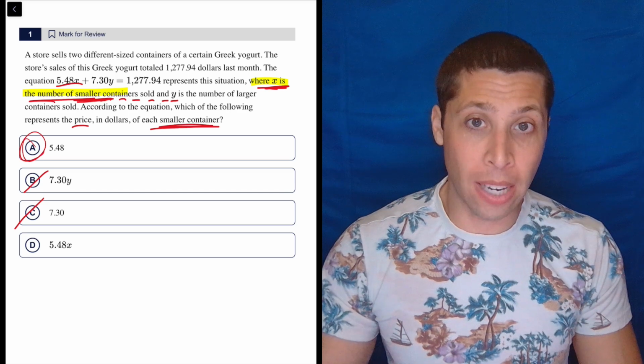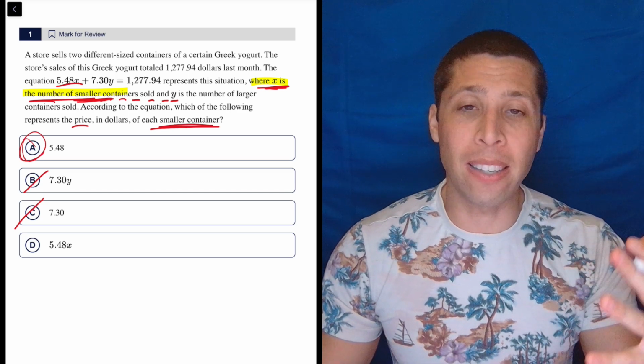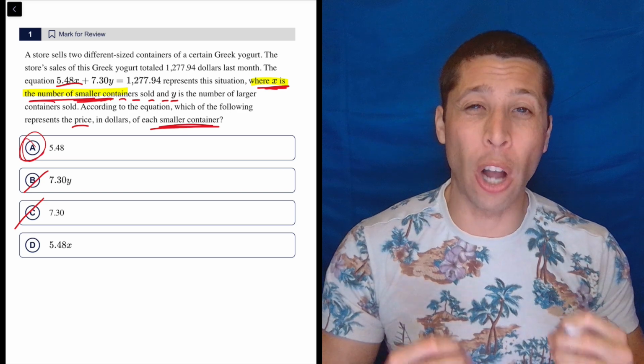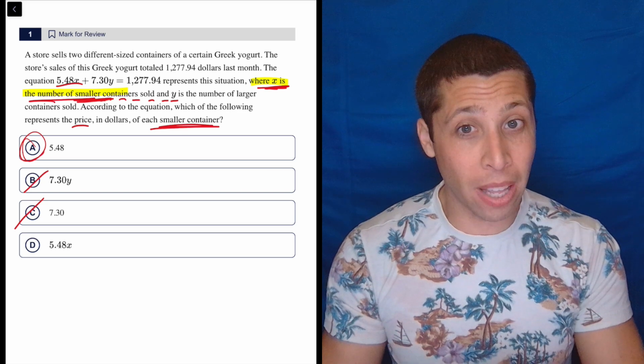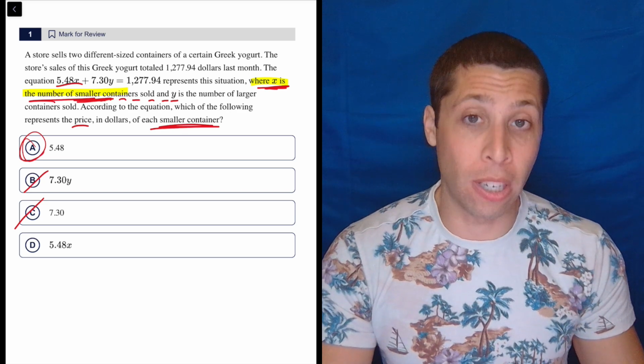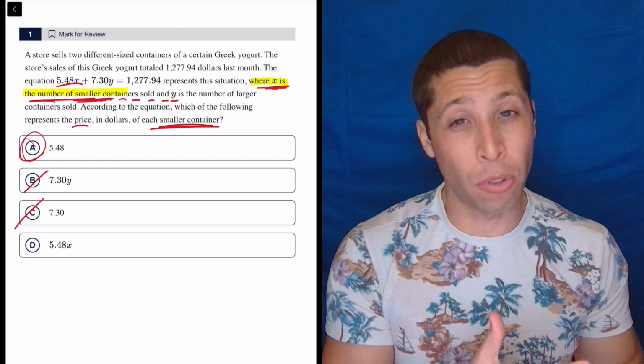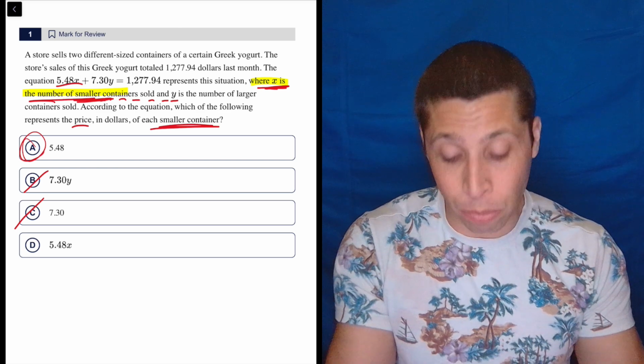But it's one of those things that if you just understand basic things about how equations are built, and that the number that is being multiplied by a variable is very often the rate associated with that variable, it makes it so much easier to solve these things because you're just like, do they want the rate? Do they want some sort of total? Here they want the rate. So we just want the number.